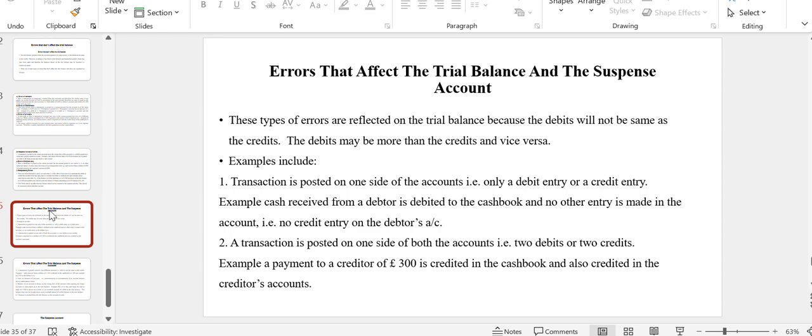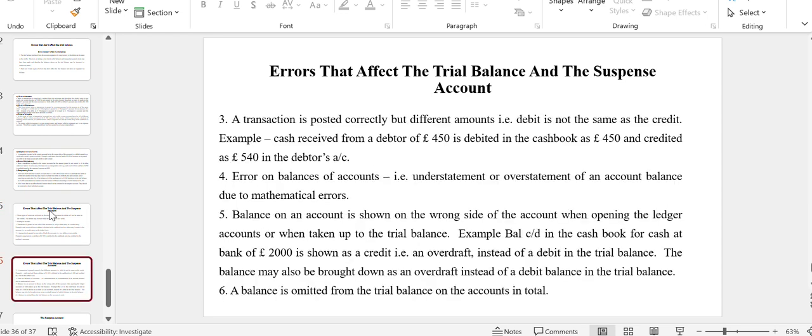Number 2, when you post a transaction on one side of both accounts. So 2 debits or 2 credits. That's what I have explained. The first one was a transaction posted on one side of an account only, a debit entry or a credit entry. So that is the difference. In example 2, you post a transaction on the same side of both accounts, 2 debits or 2 credits. So that one again is going to affect the trial balance. The trial balance is not going to balance.